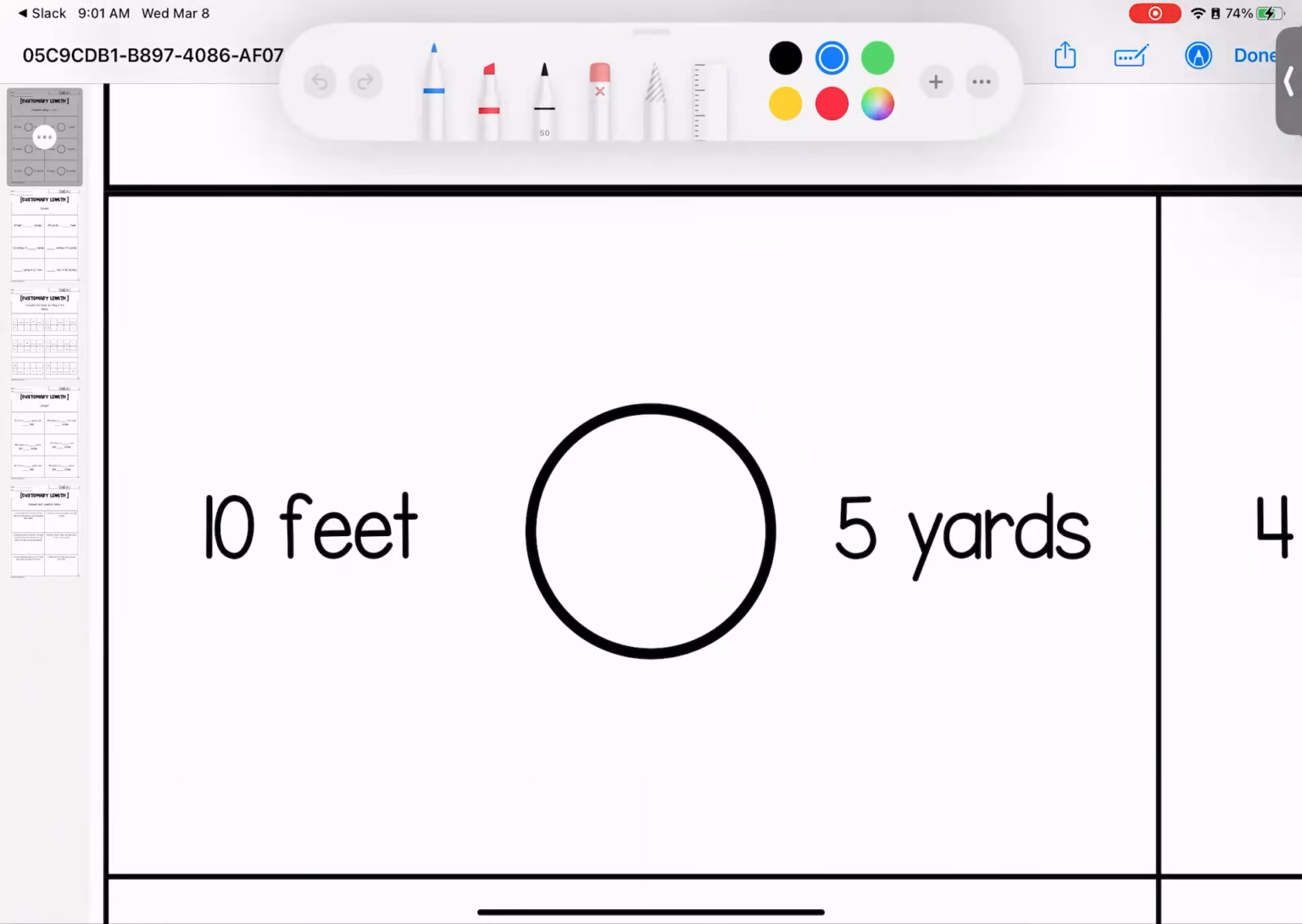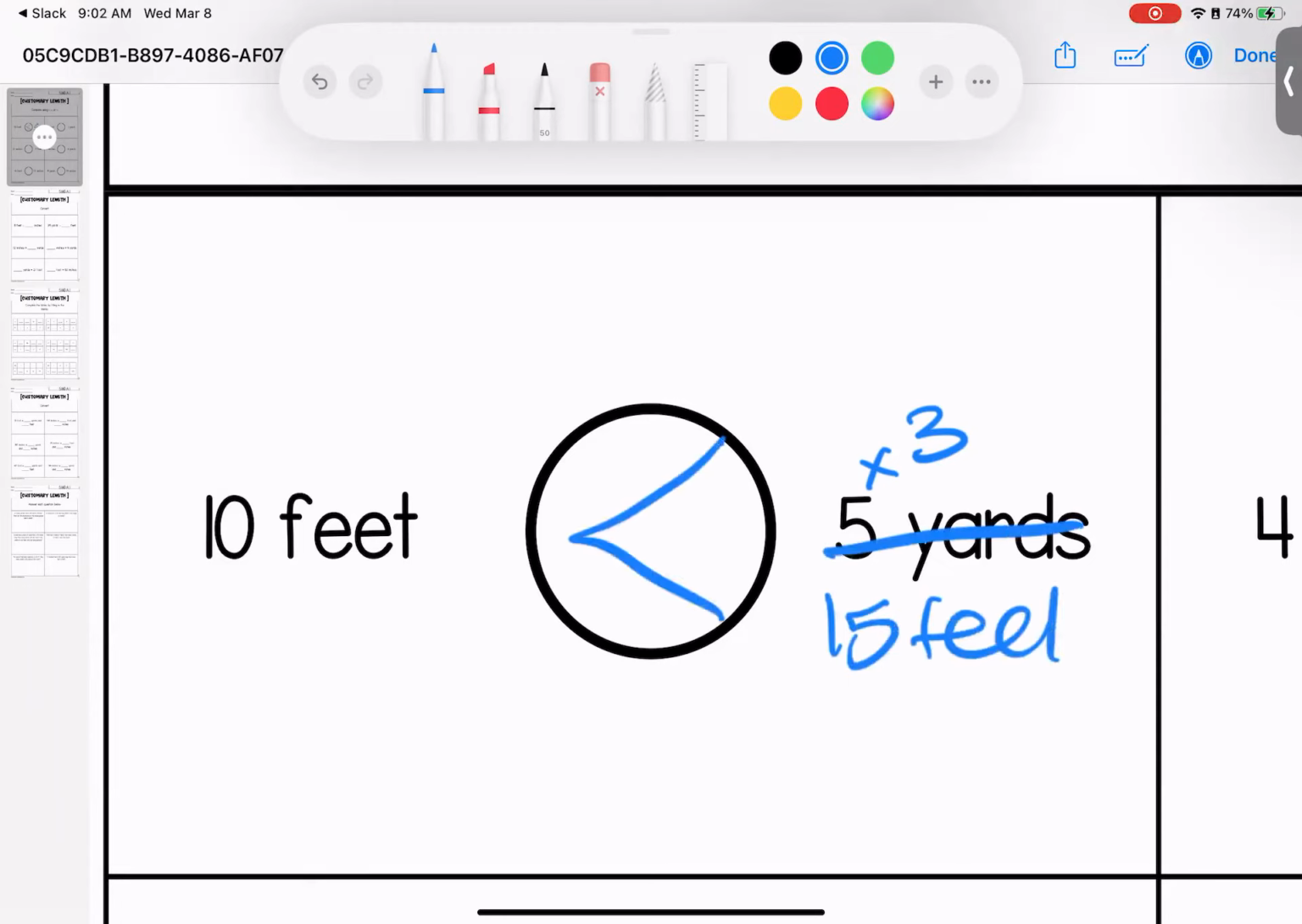So when we're comparing two measurements, super important that we make them the same. It's really hard to accurately compare things when they're not the same amount. So if I want to compare feet and yards, I can either make them both feet or both yards. I'm going to multiply these by 3 because there are 3 feet in a yard, and I'm going to get 15 feet. Comparing 10 feet and 15 feet, much easier.